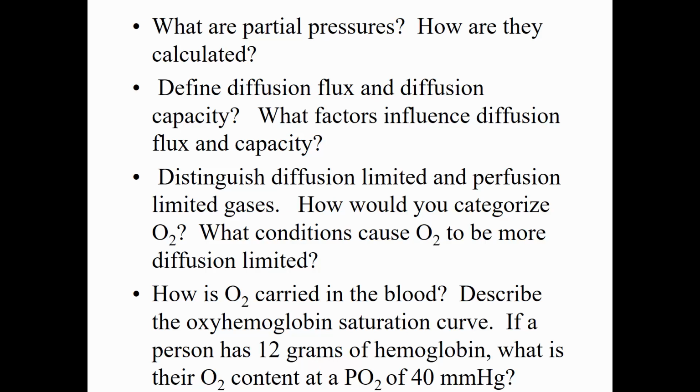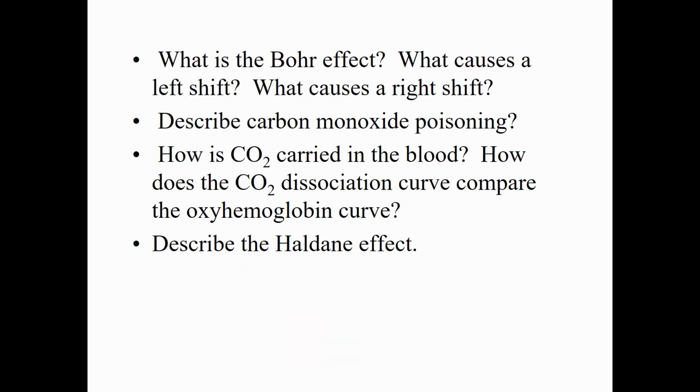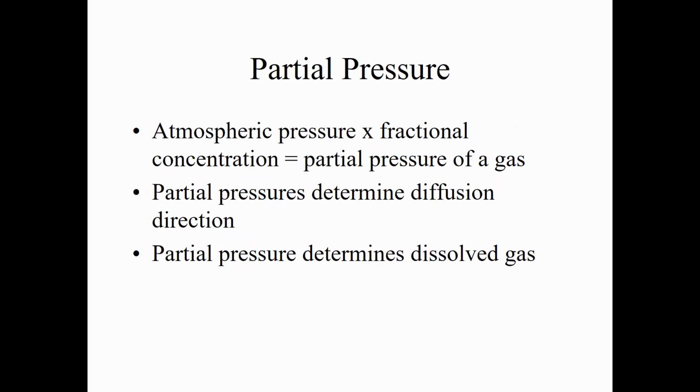We want to figure out what O2 is in a healthy person and what's going on when O2 is diffusion limited. We want to talk about how oxygen's carried in the blood, the oxyhemoglobin saturation curve, and we want to talk about saturation versus content. We want to talk about the Bohr Effect, what causes right and left shifts of the oxyhemoglobin curve, what's going on with carbon monoxide poisoning, how CO2 is carried in the blood, and the CO2 dissociation curve versus the oxyhemoglobin curve, and we're going to finish up with the Haldane effect.